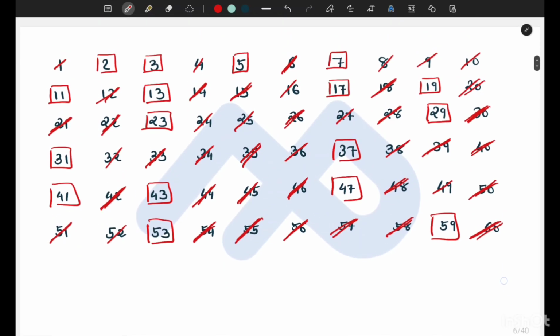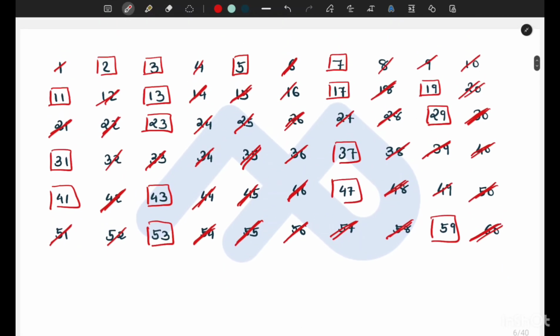So in the next session, we'll see the second topic of this chapter, which is prime factorization and HCF and LCM.